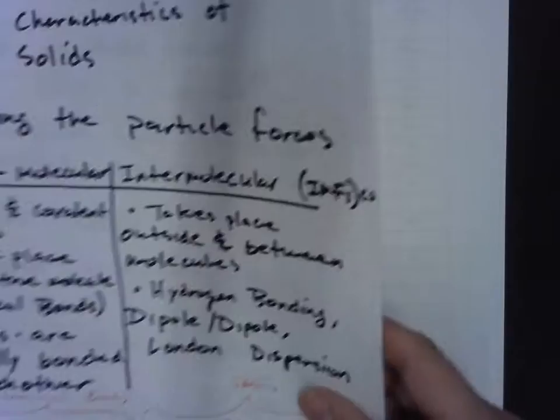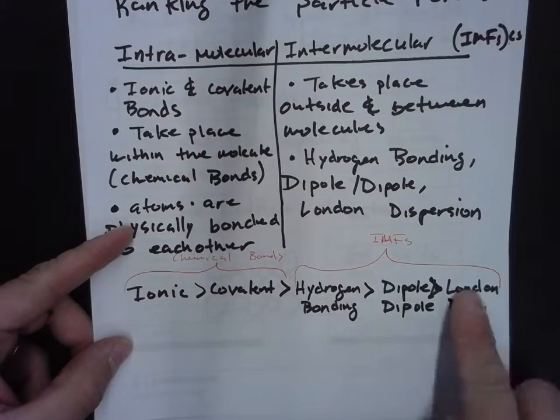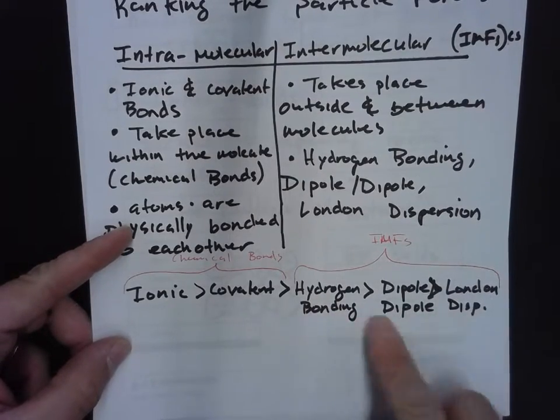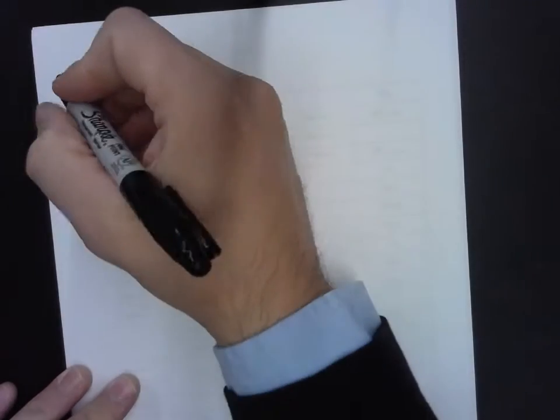Okay, so that describes ionic and covalent solids. Then what about these guys right here? Where do we see these? Well, we see the IMFs in all other molecular solids. So what does that mean? Let's just ask this question: what do all other molecular solids look like?